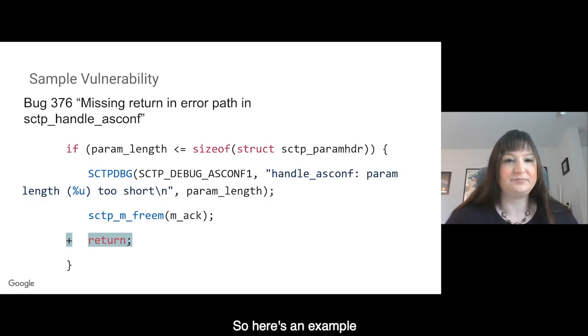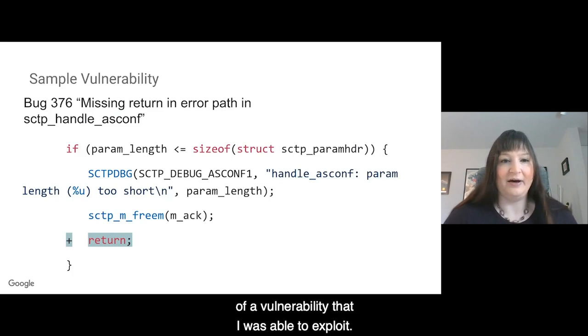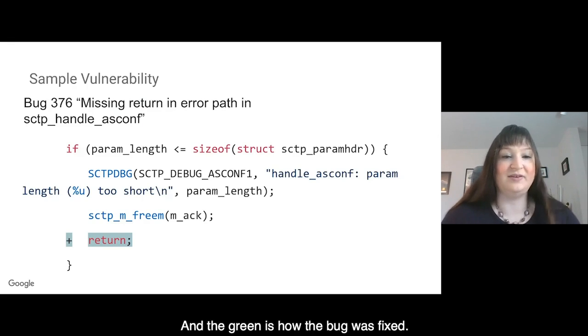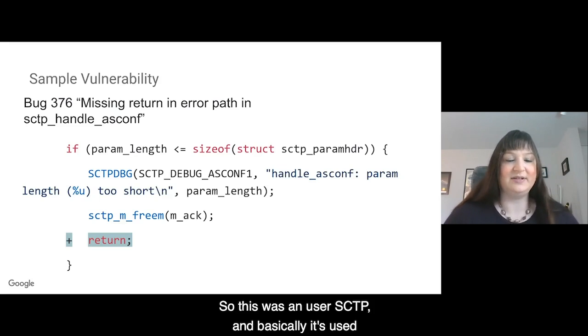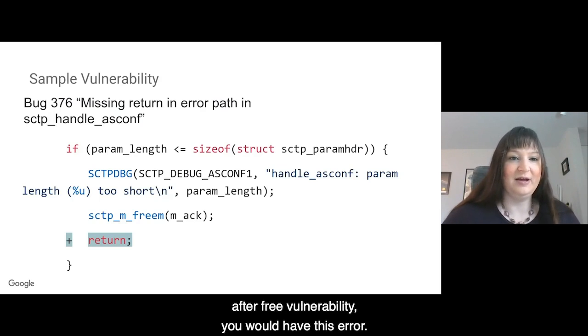So here's an example of a vulnerability that I was able to exploit. And the green is how the bug was fixed. So this was in user SCTP, and basically it's a use after free vulnerability. You would have this error, and then instead of returning, it would just free this ACK packet and move on.